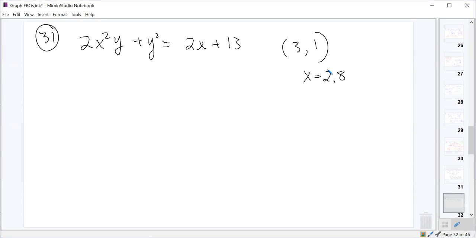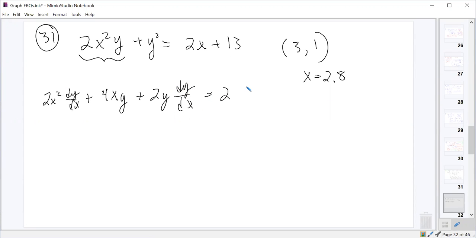So first off, we need to write the equation of the tangent line, which means we need to find the slope of this at 3, 1, which means we need to take the derivative of this. Clearly, we need to do that implicitly. So this is two functions being multiplied together, so product rule. 2x squared dy dx plus 4x times just y, then plus 2y dy dx equals 2. Any issues with the implicit differentiation there? Everybody good with that?